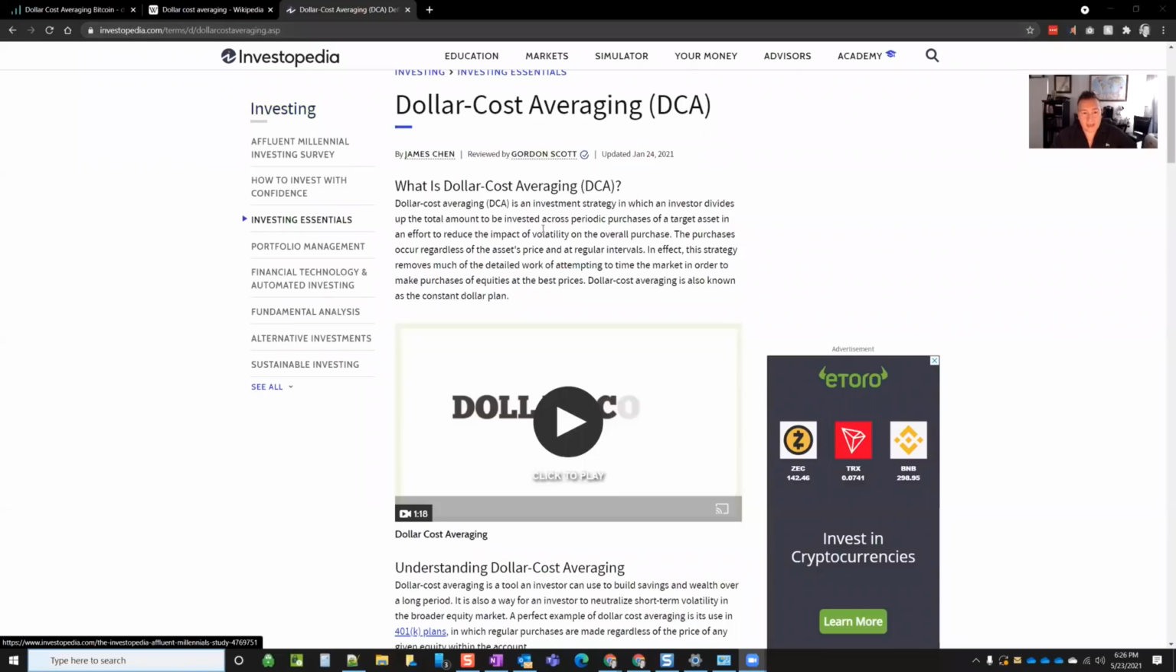And we'll go over one of the things. So, Investopedia.com, you can look up dollar cost averaging. So what is dollar cost averaging? What is DCA? It's an investment strategy in which an investor divides up the total amount to be invested across a periodic purchase of a target asset in an effort to reduce the impact of volatility on the overall purchase. So a lot of big words to say what I said in simple terms.